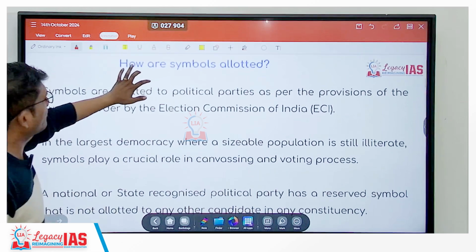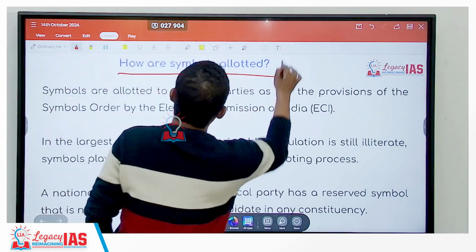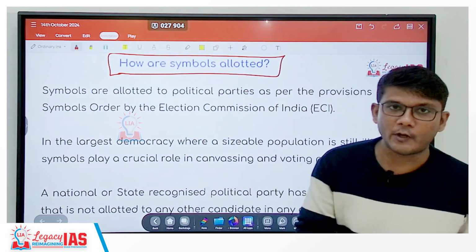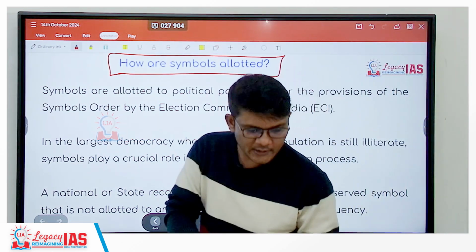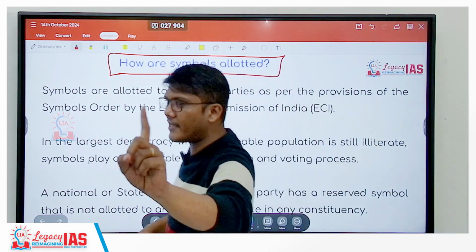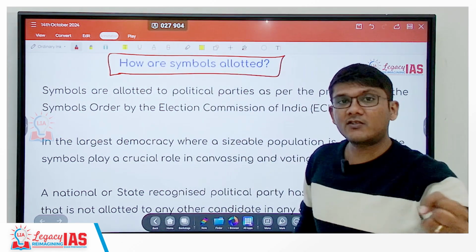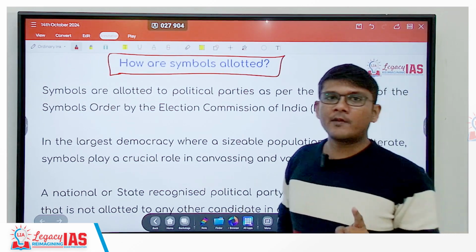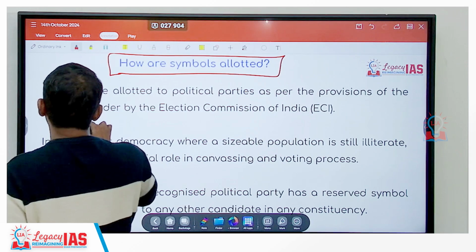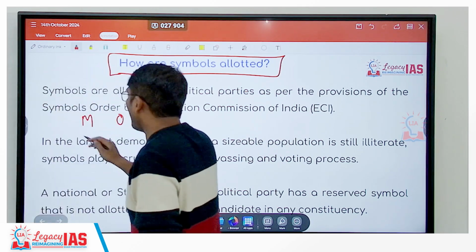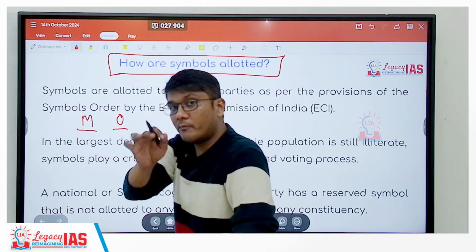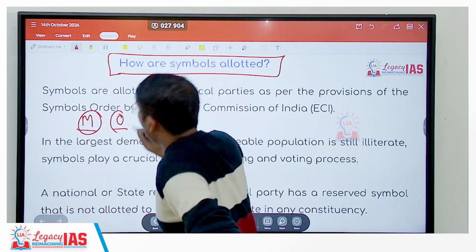That is what the case is all about. Now the question comes: how are symbols allotted? Symbols are allotted to the various political parties, as in the state parties or the national political parties. When they are recognized as a state party or national political party, they get the symbol, which is reserved only for them. If it's a state political party, let's say in Maharashtra and Odisha, that particular symbol will be reserved for them in the states of Maharashtra and Odisha.